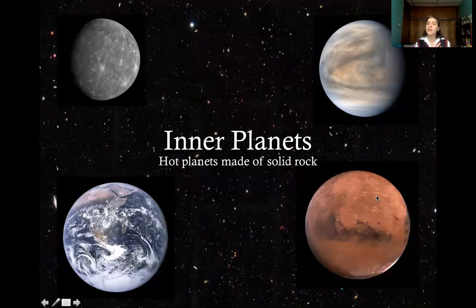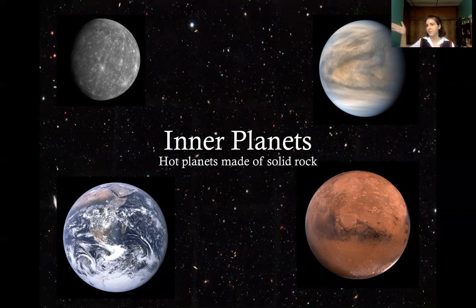Now the planets. We can divide the planets into two types. The inner planets, those that are closer to the sun and closer to Earth, and the outer planets, which are a little bit further away from the sun. Okay, the inner planets have one common characteristic. They are hot planets, they have high temperatures, and they are made of solid rock. Okay, those are Venus, Mercury, Mars, and Earth.